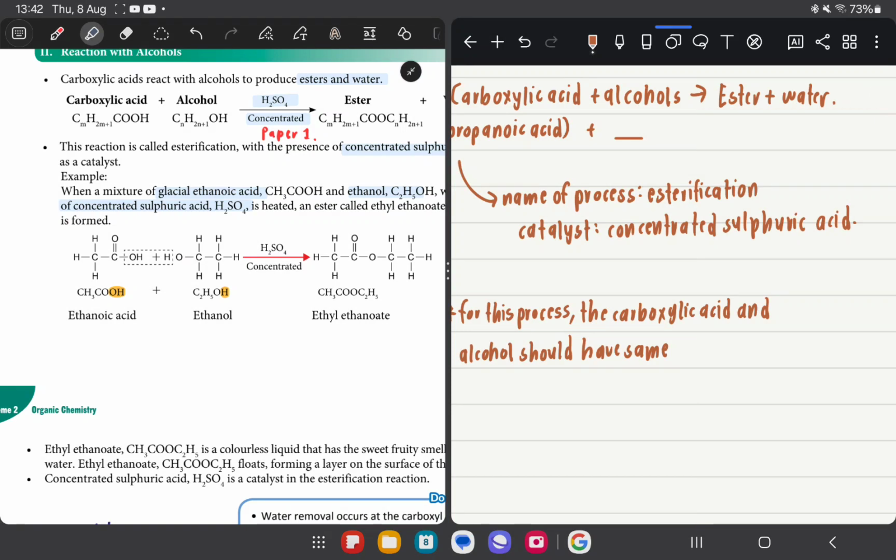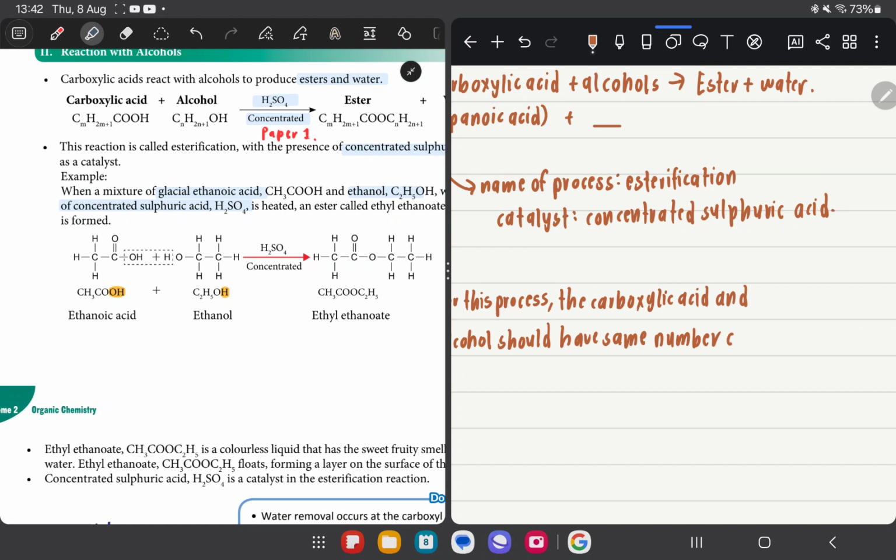If you're using propanoic acid, it should be propanol, the alcohol. If you're using butanoic acid, then the alcohol should be butanol. If you use pentanoic acid, the alcohol should be pentanol. It's like that. Okay, so tu sangat penting. You jangan guna benda yang berbeza. Contoh, you guna ethanoic acid, kasi you guna methanol. Boleh ke reaction tu berlaku? Tak boleh. Memang it won't happen. Okay, so tu yang paling penting lah, carbon atoms.